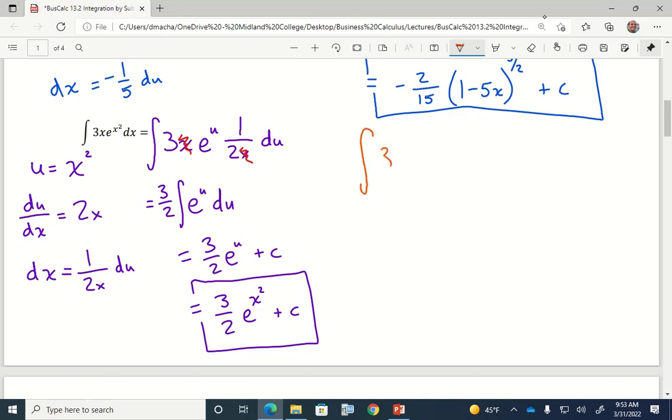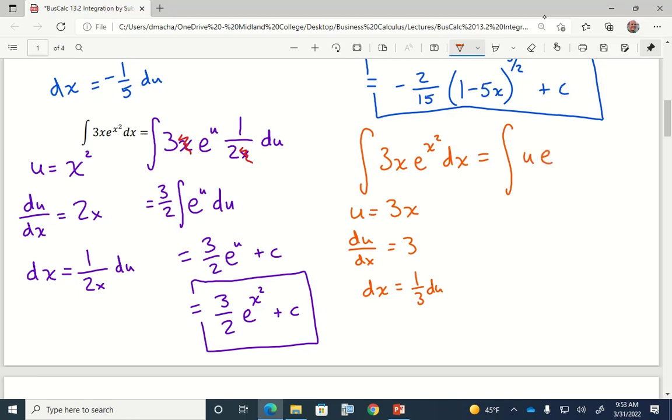So we have antiderivative of 3x e to the x squared dx. What if you chose u equals, I don't know, 3x? Then du dx would be a 3. Solving for dx would be 1/3 du. And when I plug all of this stuff back in here, this would be antiderivative of, well, 3x is just u. And I would still have e to the x squared. And then my dx is going to be 1/3 du. So this is going to be equal to 1/3 antiderivative u e to the x squared du.